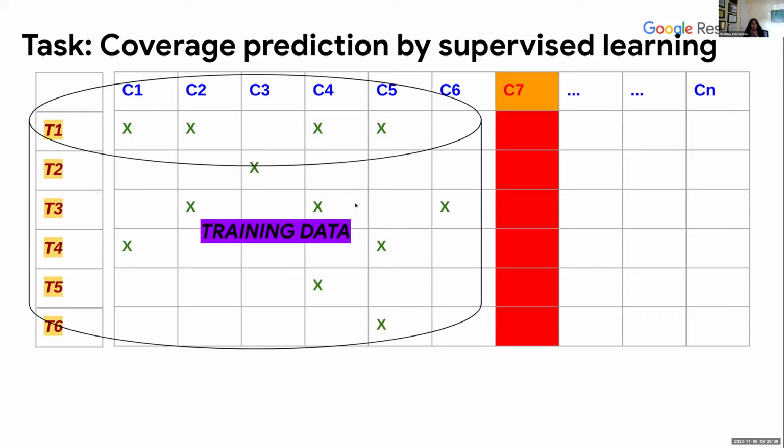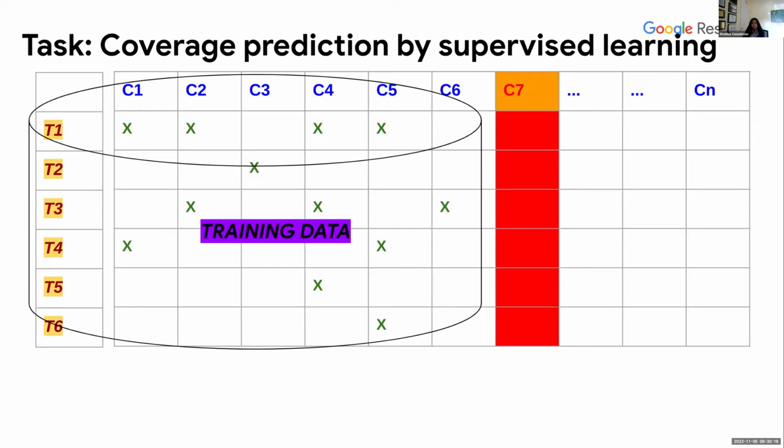Our training data involves some subset of tests that were randomly generated. Most of the time it was between 2000 to 4000 tests, no more, for any average sized block. Then the branch cover points that were covered by each test, that's our training data. Now, you notice that the points between C7 and CN are not part of the training data, because they are not covered by any of the tests.